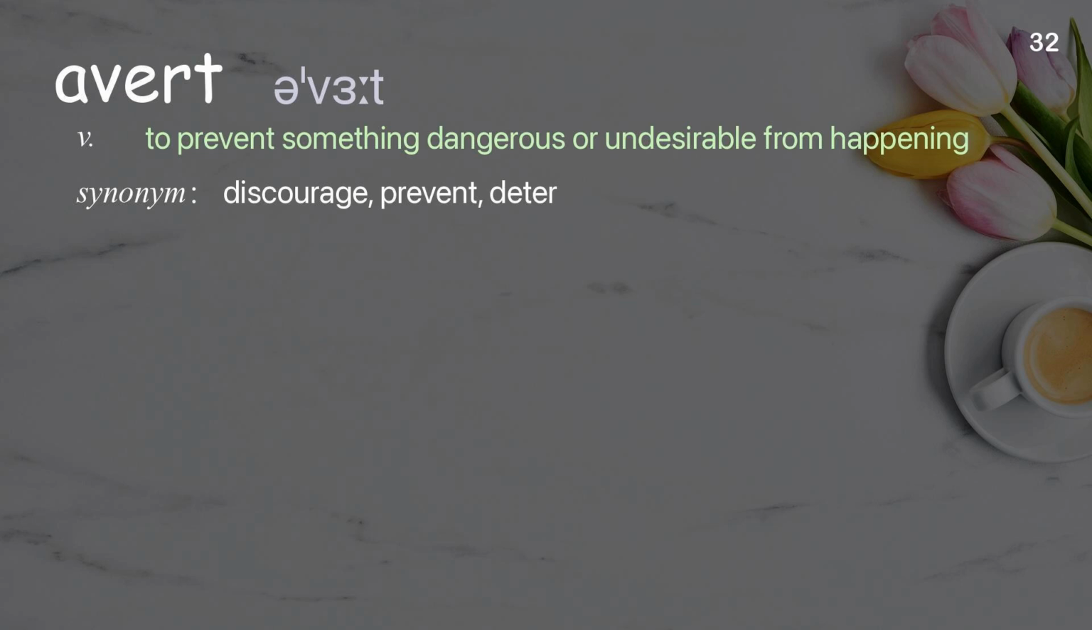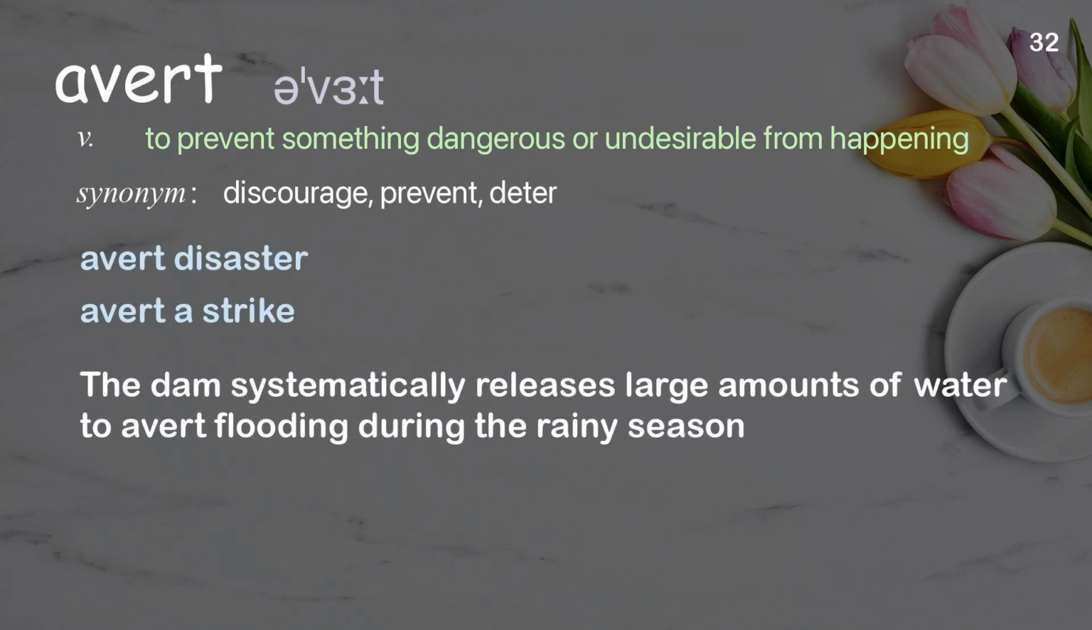Avert. To prevent something dangerous or undesirable from happening. Examples: Avert disaster. Avert a strike. The dam systematically releases large amounts of water to avert flooding during the rainy season.